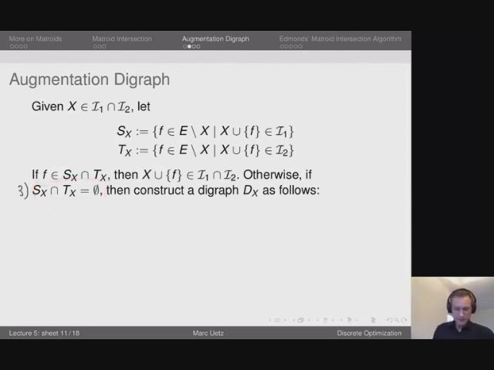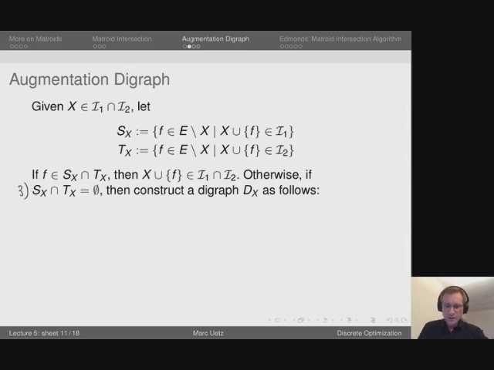Okay, so the interesting case is the third case, namely when the intersection of these two sets Sx and Tx is empty. That means I cannot simply add a single element, because it would become infeasible with respect to either one of the two matroids, or maybe even with respect to both. In that case, I might have to exchange some elements for other elements in order to get a situation where I possibly could add a next element. Remember, we want to augment X by one additional element, and in order to get that done, I can construct this digraph Dx in the following way.